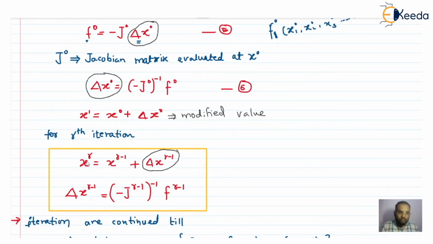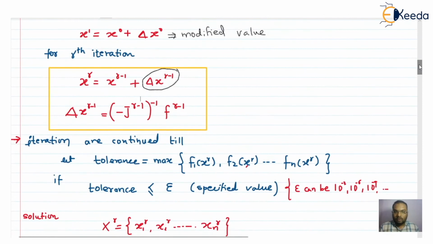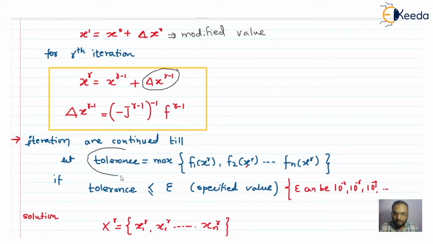Now the question arises: for how many iterations do we have to continue this? You have to continue this process until the convergence criteria is satisfied. What is the convergence criteria? Iterations are continued until, suppose this is the tolerance.